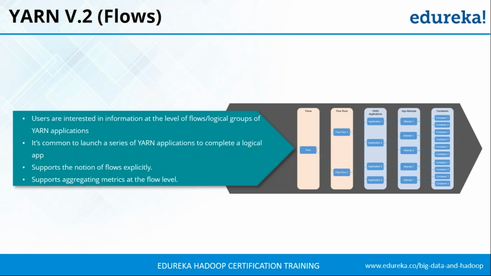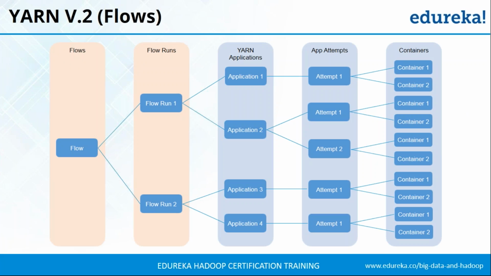In many cases, users are interested in information at the level of flows, or logical groups of YARN applications. It is much more common to launch a series of YARN applications to complete a logical application. So YARN Timeline Service version 2 supports the notion of flows explicitly. In addition, it supports aggregating metrics at the flow level. Also, information such as configuration and metrics is treated and supported as first-class citizens.